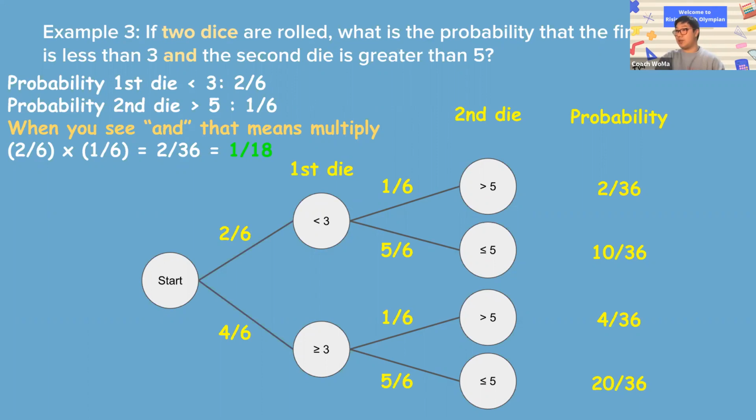So you can start here. There's a 2/6 chance of getting here and then a 1/6 chance of getting here. So the total chance of getting to this universe where you have less than 3 on the first and greater than 5 on the second is 2 out of 36. The probability that you'll get, say, less than 3 on the first dice, but greater than or equal to 5 on the second would be 10 out of 36, etc.